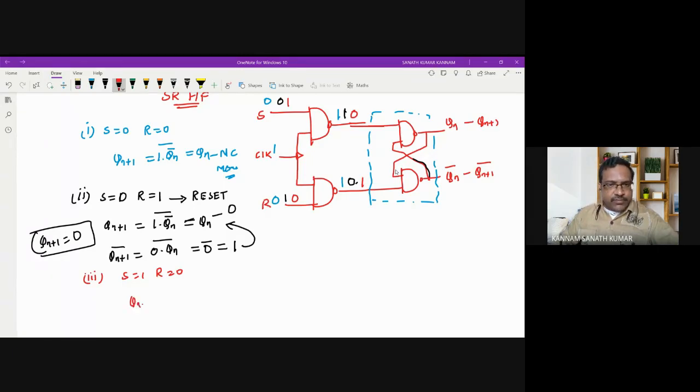So Qn plus 1 equal to what? 0 is one input and Qn bar is another input. 0 into Qn bar, whole bar. So this is equal to what? 0 bar, so this is equal to 1. Okay, so that means this is nothing but set state. So when S equal to 1 and R equal to 0, you are getting what?